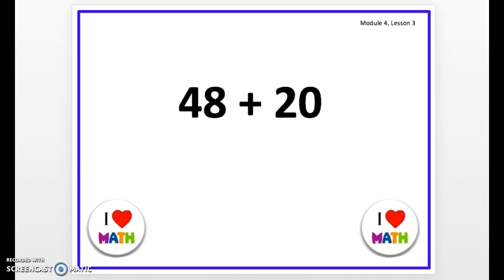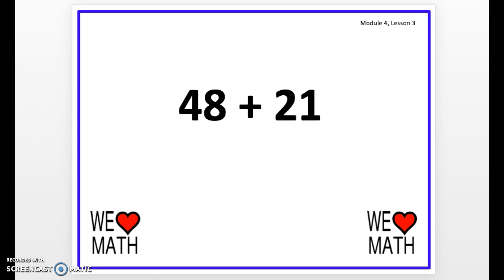Okay, 48 plus 20. Did you write 68? Good. So if we look at this, we have 8 ones here, 0 here. So 8 ones and 0 ones are 8 ones, and 4 tens and 2 tens is 6 tens, so our answer would be 68. I want you to keep this on your board. Don't erase this, because we're going to look at this problem now.